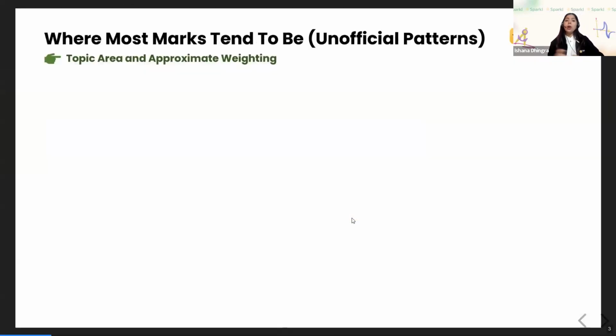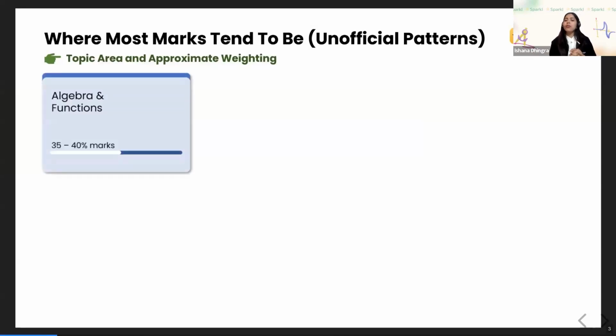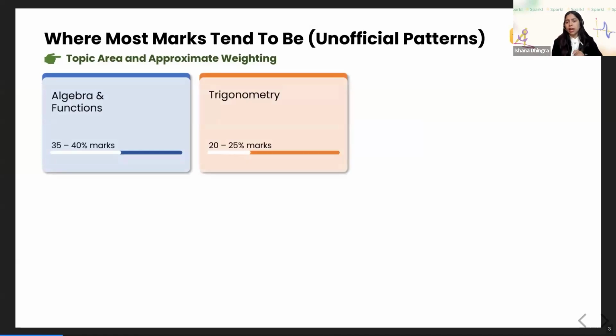Perfect. Now, where most marks tend to be, this is an official pattern. This is what I have observed when I was going through different papers. That 35 to 40% of marks are from algebra and functions. Okay, so that starting unit, the algebra and functions part, where you feel that okay, this is very easy, algebra we are doing since so long, we'll be able to do it very nicely. No, that is somewhere students make most of the mistakes, the basic algebra things. So you have to be very careful with that.